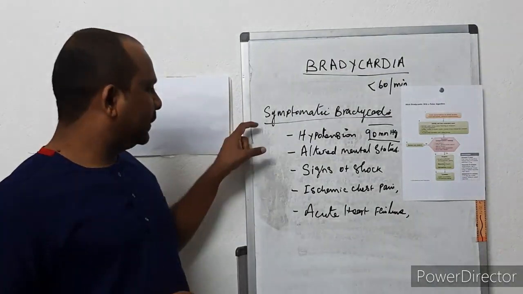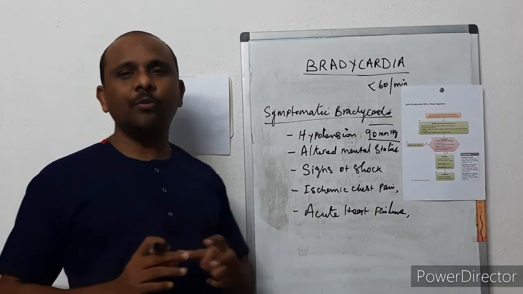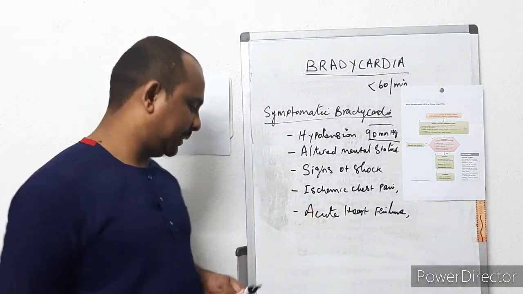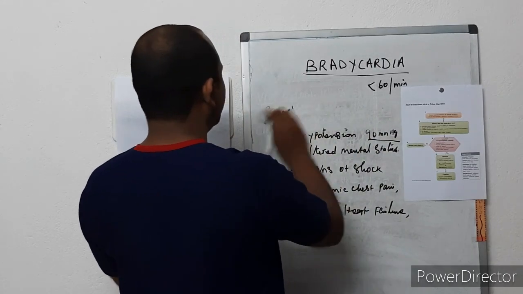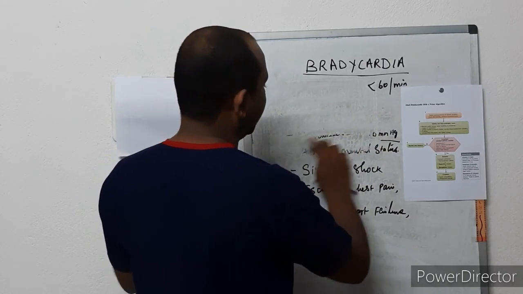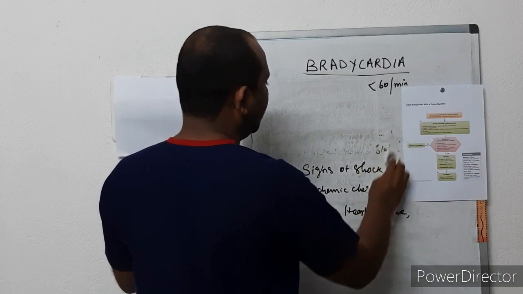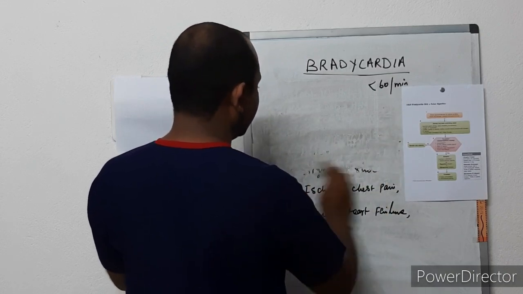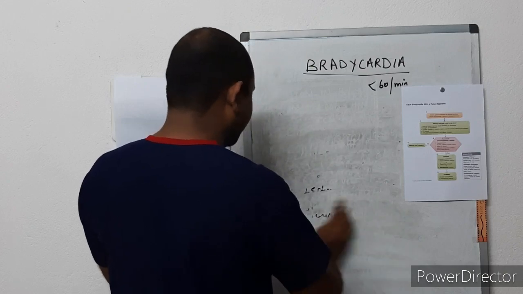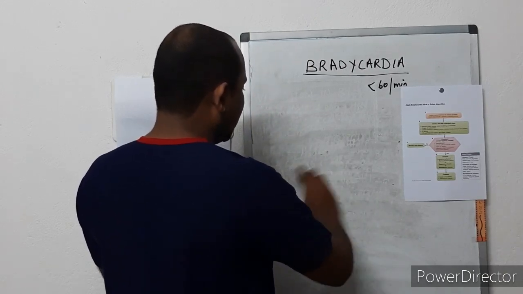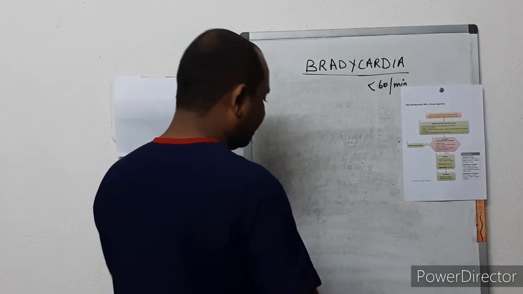Okay, once the patient presents to you, how will you approach the patient? That is a very important thing. How do we approach these patients with symptomatic bradycardia? The patient comes to you with hypotension, altered mental status, signs of shock, or pulmonary edema, or ischemic chest pain. How do you treat this patient, right?